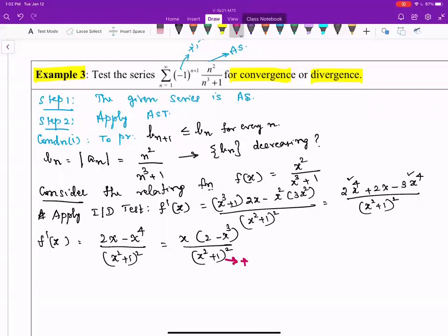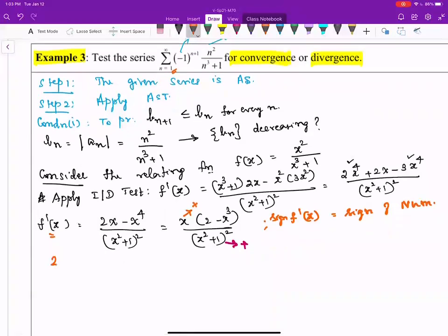So for f, we have to show that it is decreasing. That means f prime x should be proved to be less than 0 eventually. The sign of f prime x depends only on the sign of the numerator, x times 2 minus x cubed. In the context of the problem, this x is positive because the context is all n greater than or equal to 1. So x is always positive.